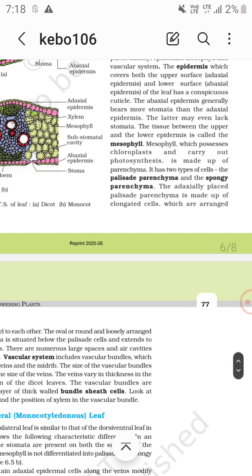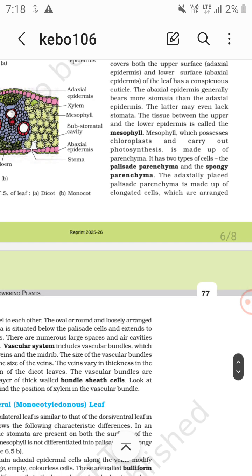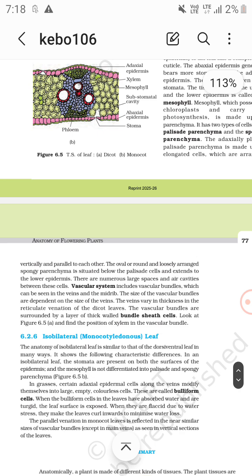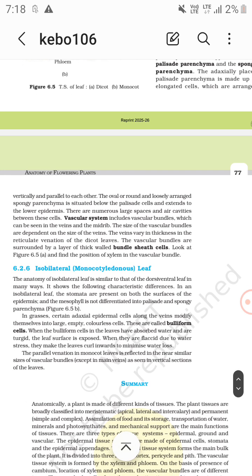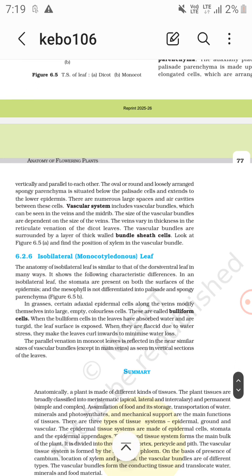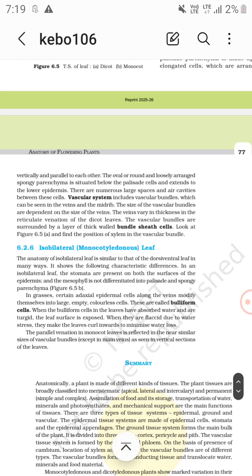Now mesophyll possesses chloroplast that carry out photosynthesis, and the mesophyll is made up of parenchyma divided into two types of cells, the palisade parenchyma and spongy parenchyma. Now adaxially placed palisade parenchyma is made up of elongated cells which are arranged vertically and parallel to each other. Now oval or round cells, loosely arranged, have space cavity between them. So they are the spongy parenchyma situated below the palisade parenchyma and extending to the lower epidermis. So there are numerous large spaces and air cavities between the cells.